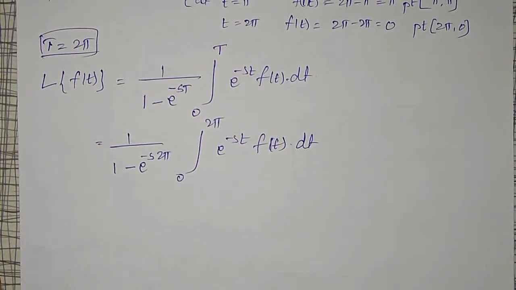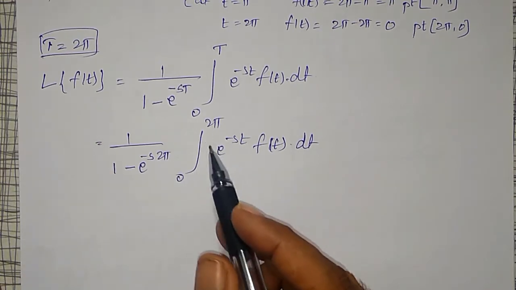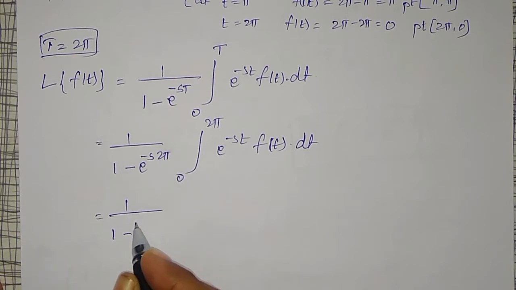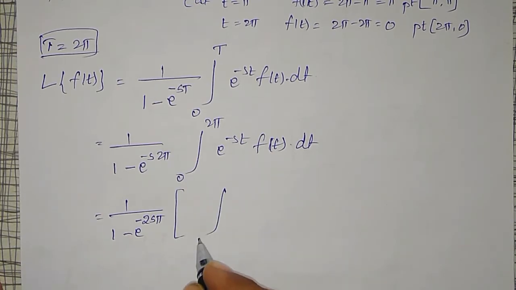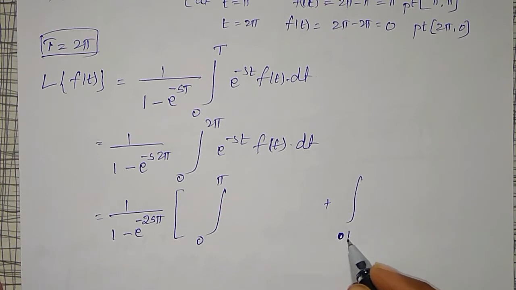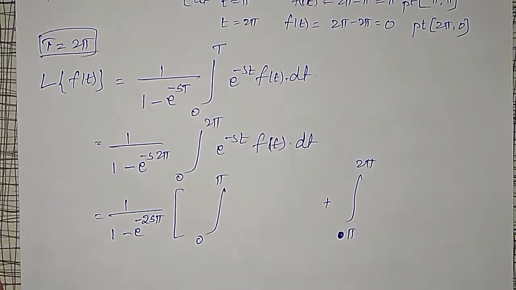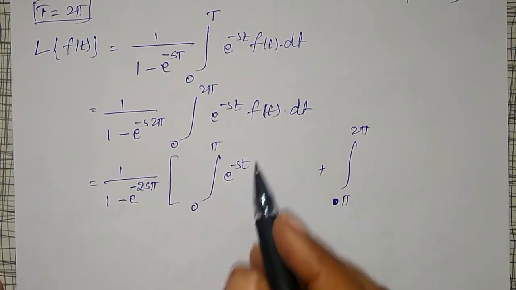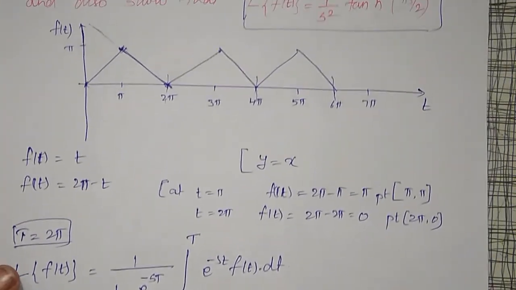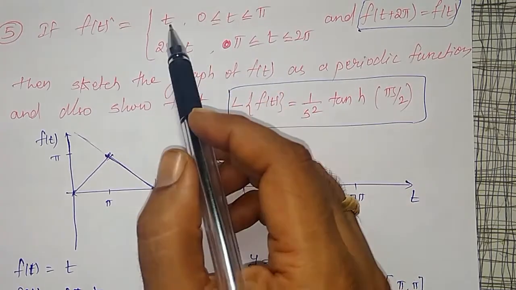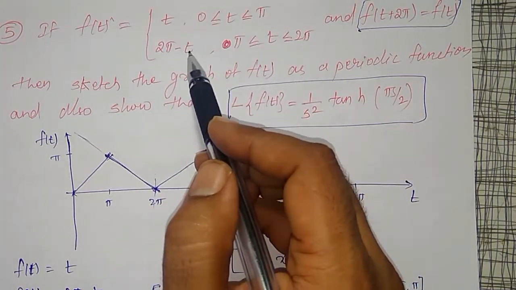Okay, here, 0 to 2 pi, I will divide it into two parts as 1 divided by 1 minus e to the power minus 2s pi, and this integration from 0 to pi plus integration from pi to 2 pi. I will divide it into two integrations. e to the power minus st into f of t for 0 to pi. f of t is defined for 0 to pi it is t, and pi to 2 pi it is 2 pi minus t.